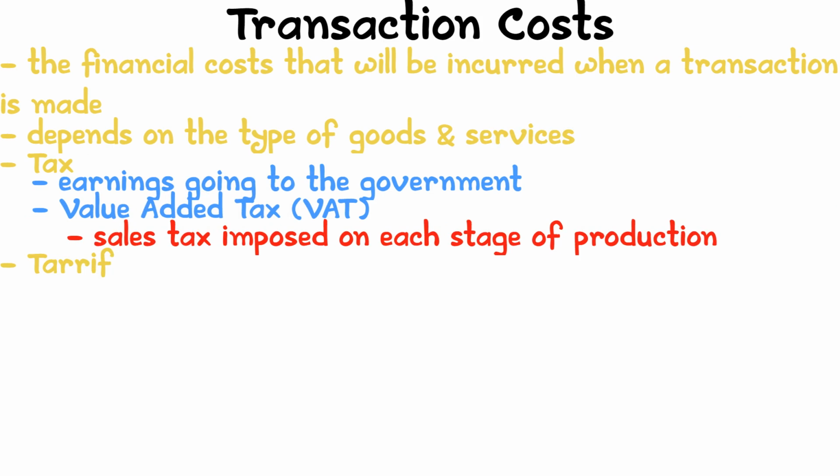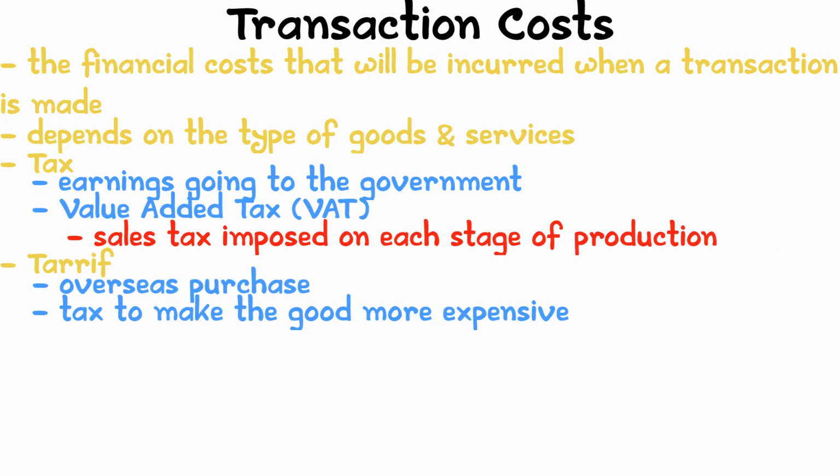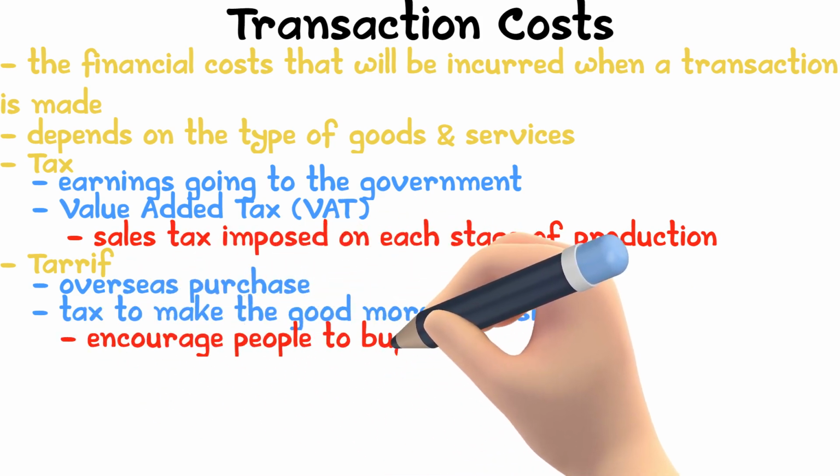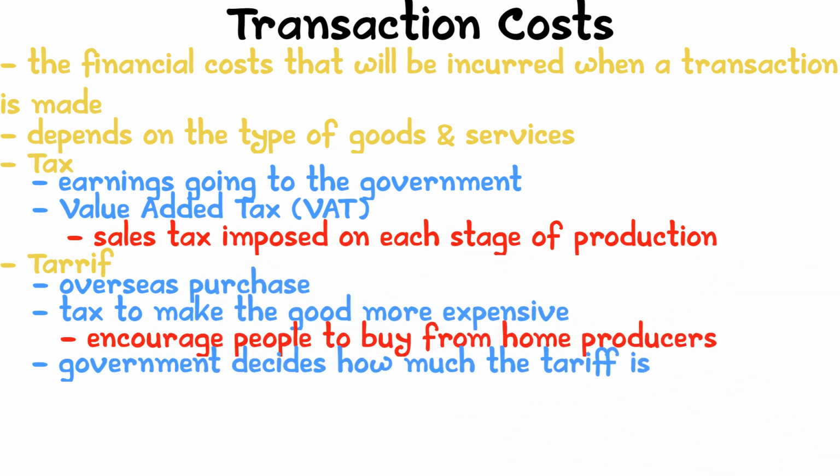Tariffs. During an overseas purchase, the government could place a tax to make the good more expensive, known as a tariff. The main reason is to encourage people to buy from home producers. The government decides how much the tariff is.